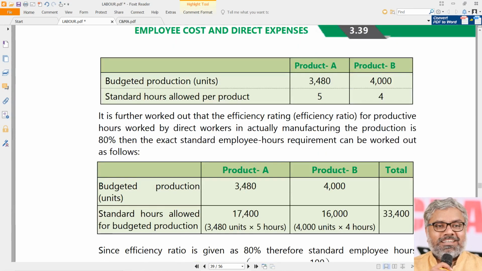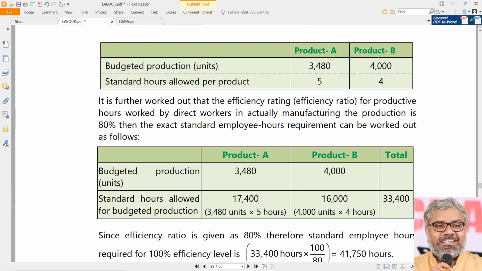There's an example given, a general example. Say there are two products that a company manufactures. Say product A, 3480 units it manufactures, product B, 4000 units it manufactures. Generally the standard hours allowed for these products are 5 hours for product A and 4 hours for product B. So for manufacturing one unit, it will take 5 hours for product A. For manufacturing one unit, it will take 4 hours for product B. Like this, 3480 units are supposed to be produced, that is budgeted, and 4000 units are supposed to be produced for product B. There you can identify one difference here, budget.